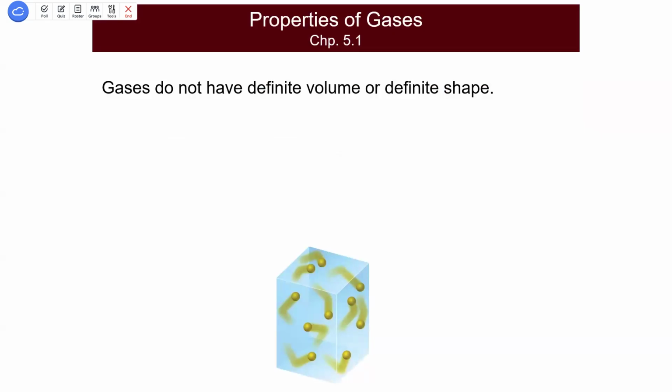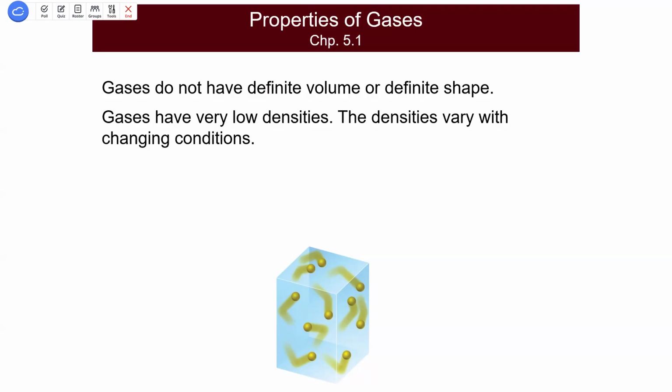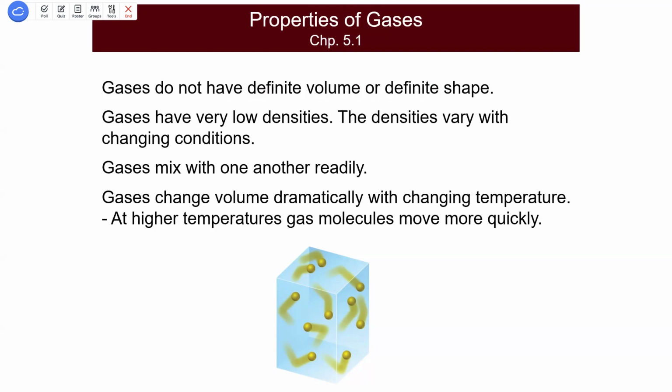Right, so a couple things about gases is that gases do not have definite volume or definite shape, right? A gas is filling this room right now, but if we scrunch this room down, it would still fill that shape. Depending on the space that it's in, that gas will fill that shape. Gases have very low densities, and the densities will vary with changing conditions. And gases mix with one another readily, right? Think about the oxygen and the air that you're breathing. There's a whole mixture of gases.